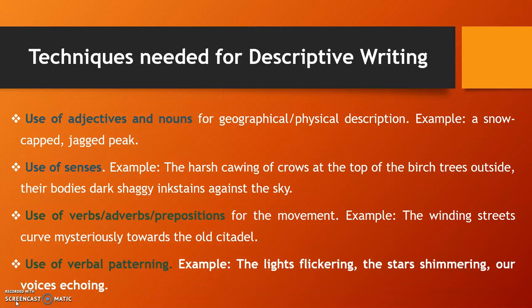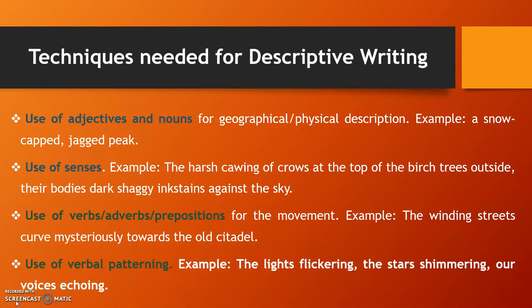The next point is to use adverbs and prepositions for the movement. For example, the winding streets curve mysteriously towards the old citadel. It means the streets are not straight. They are curved towards an old castle. When something is curved, it is hidden from us, and you have to explore it while you walk on it. It may keep some mystery too.